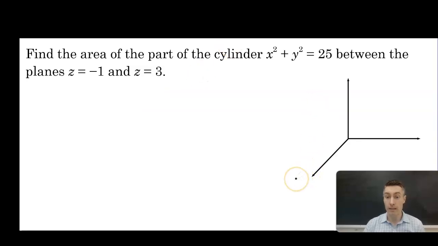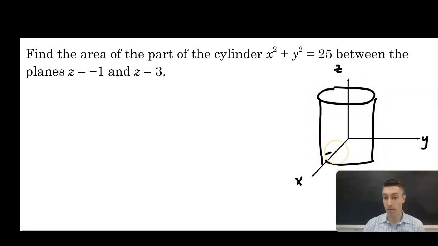Now, we don't need to sketch it, but it's always nice to just have a visualization of what we are looking at. So essentially we have a cylinder around the z-axis. It's going to go below the xy plane. Right, so that's z equals -1, z equals 3. So we're finding the area of the cylinder, which if you think back to geometry, we often call the lateral area, right? It's the side of the cylinder.